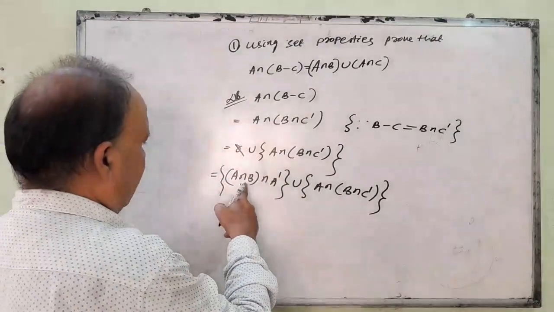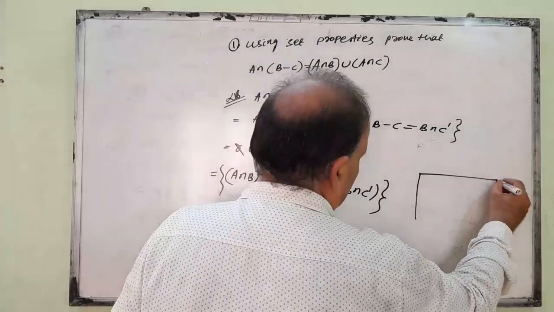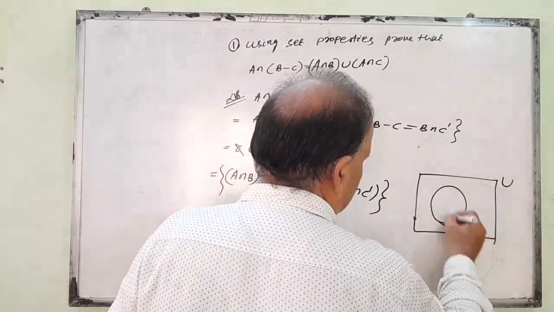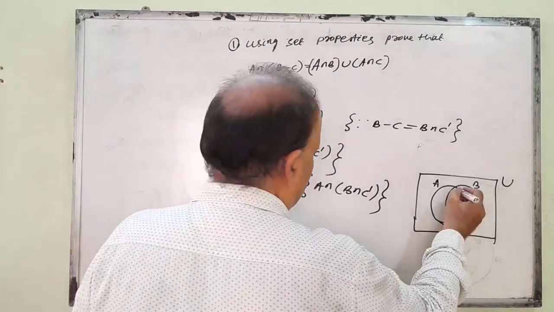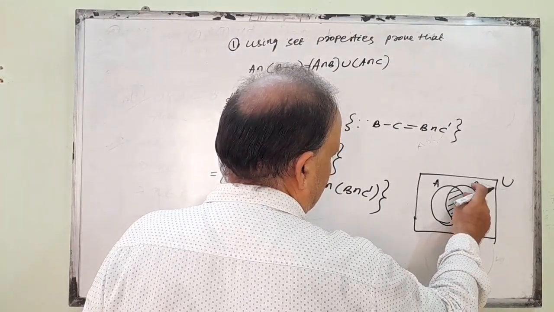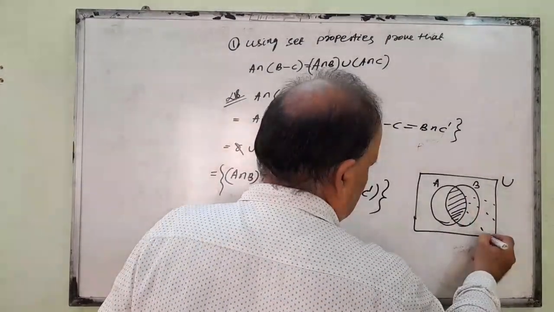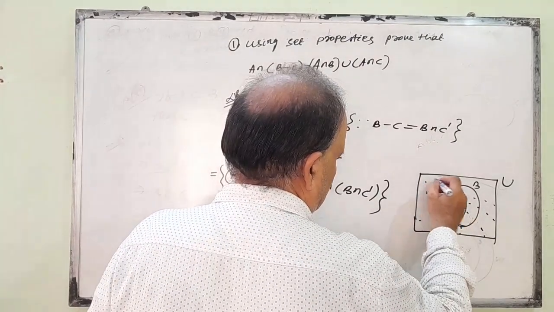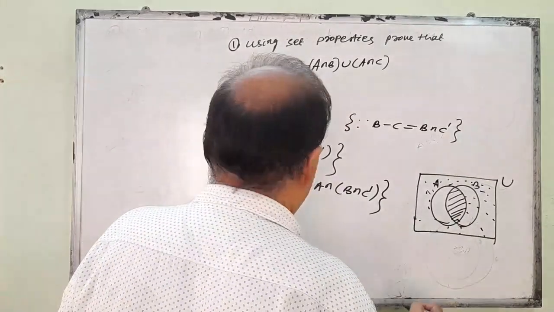You see A intersection B intersection A dash. This is your universal set U, this is your A, this is your B, and this is A intersection B. A intersection B intersection A dash means this, that means you will get phi, because they have no common elements.